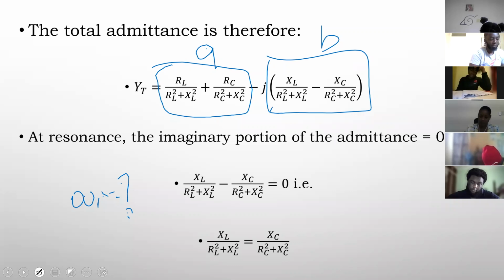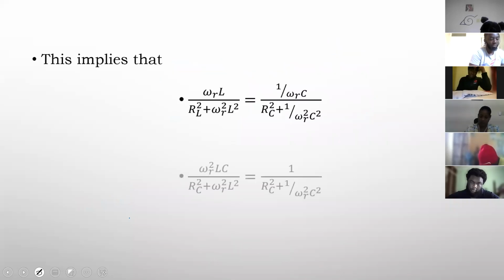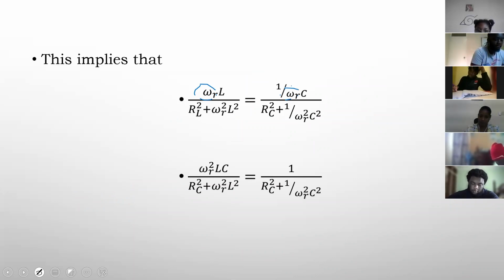All right, so simplifying. In substituting, note, because we're now at resonance, I immediately introduce omega R. So we are substituting for XL and XC.